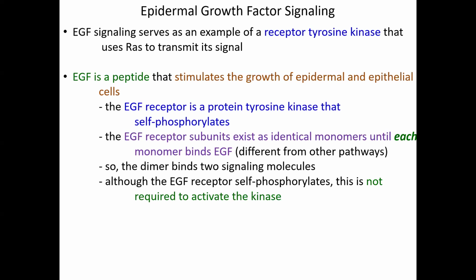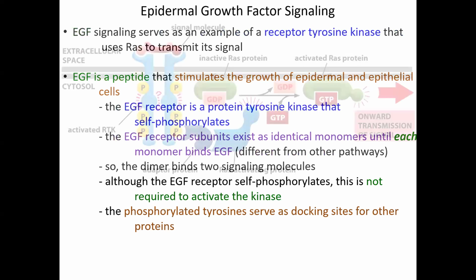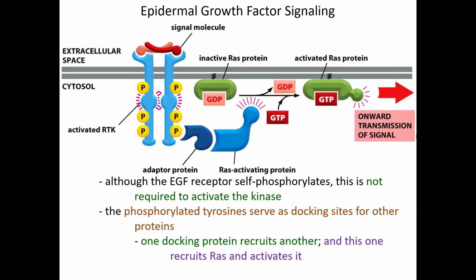Although EGF receptors self-phosphorylate or autophosphorylate, it's not this autophosphorylation that's required to activate the kinase. The phosphorylated tyrosines serve as docking sites, just as we said before. And these docking sites are going to recruit specific proteins. One docked protein recruits another, and this one recruits RAS and activates it.